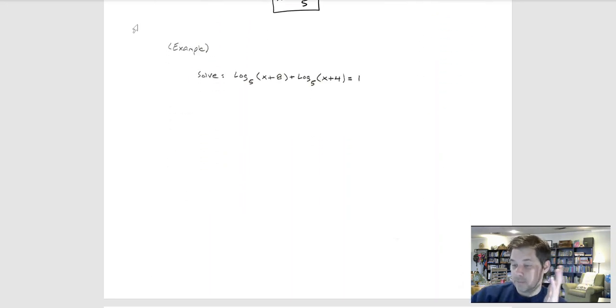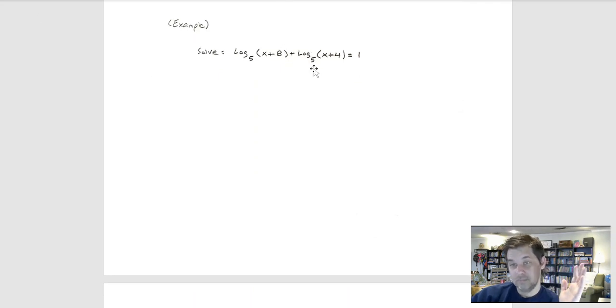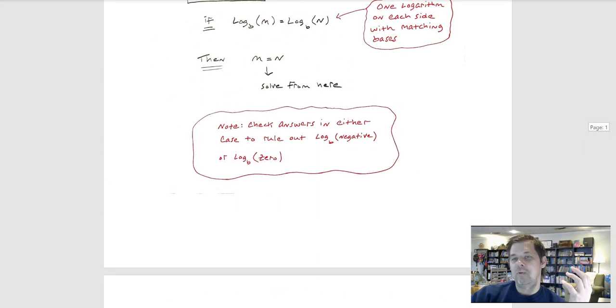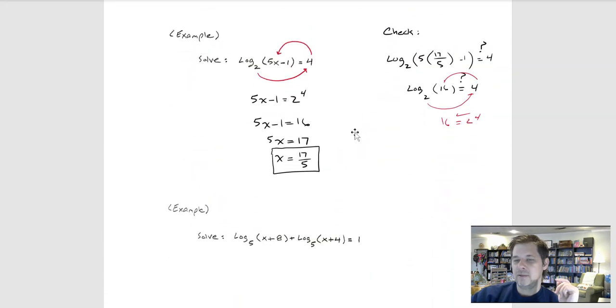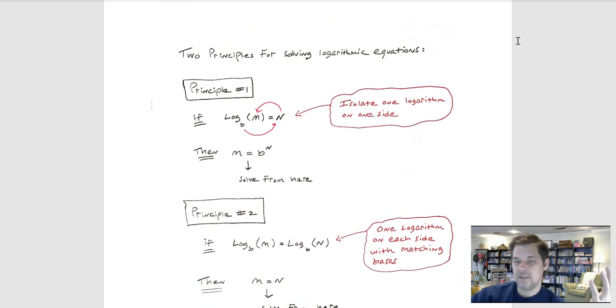Let's do another one. Now, this one has kind of a similar appearance to the first one, but it's different enough to be a separate example. Now, why would I think that this first pattern might apply? It says isolate one logarithm on one side. Do you think you could do that? Like this one, obviously there was one logarithm on one side of the equation. That's the way that it looked. I mean, it was almost exactly like this first principle is. It's log base, whatever, of whatever equals some other number.